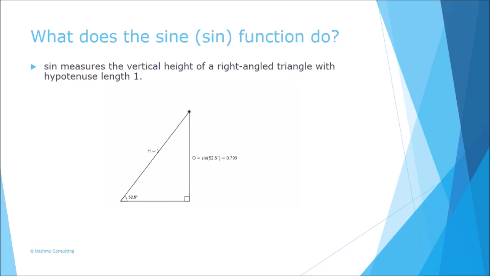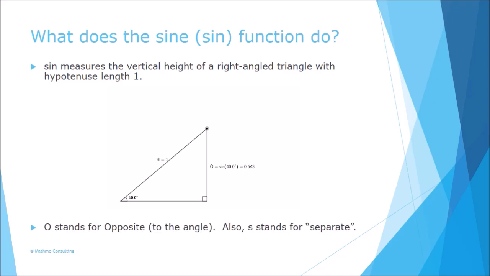So when your calculator tells you that sine of 40 degrees is 0.643, it's telling you that this right-angled triangle here is 0.643 units high. That vertical side length is what we call the opposite side because it's opposite to the base angle. Another way in which we can remember that the side length is related to the sine function is that S stands for separate. We're looking at the side length that is separate from the base angle.